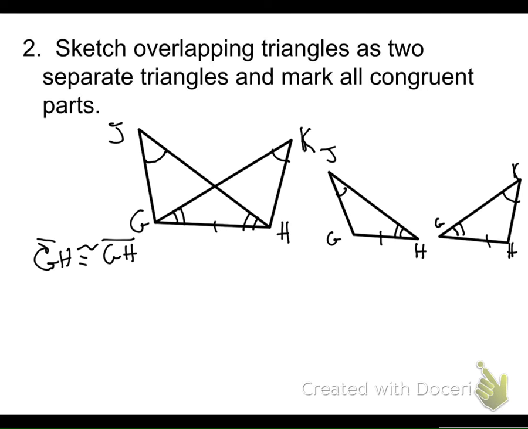The included side would be JH and GK. So it's the one off to the side. So we know we could use angle, angle, side. So AAS. So we're able to use AAS.